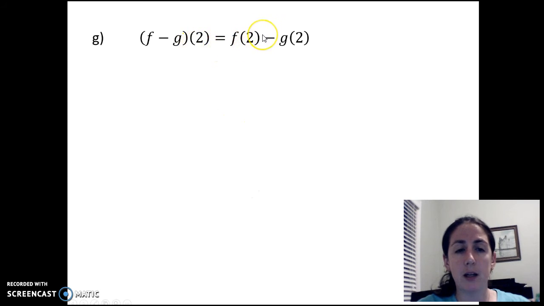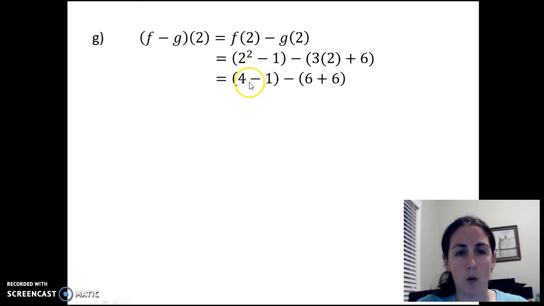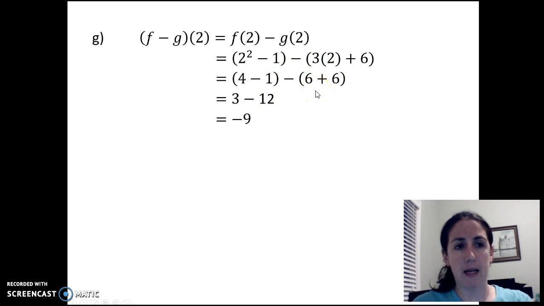So we'll take f evaluated at 2, g evaluated at 2, and subtract those two values. Keep them in parentheses. Into f we'll replace x with 2. Into g we'll replace x with 2. Order of operations, simplify in your parentheses first. 2 squared is 4. 3 times 2 is 6. Keeping within the parentheses, we get 3 minus 12, or an answer of negative 9.